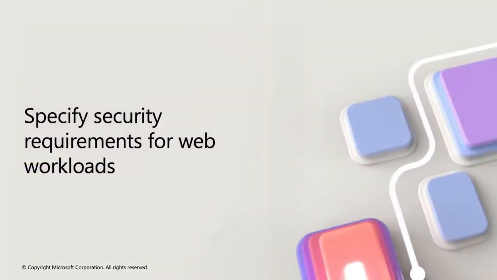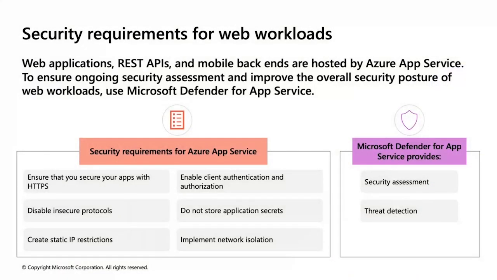Now, moving to the next, specify security requirements for web workloads. Let's see what we have in this. When we talk about web workloads, generally we deploy our web workload in Azure App Service. Azure App Service is where we can host any kind of application: web applications, mobile applications, REST APIs, mobile backends. All these things we can host in Azure App Service.